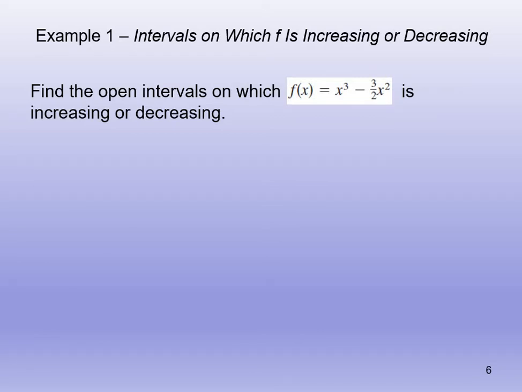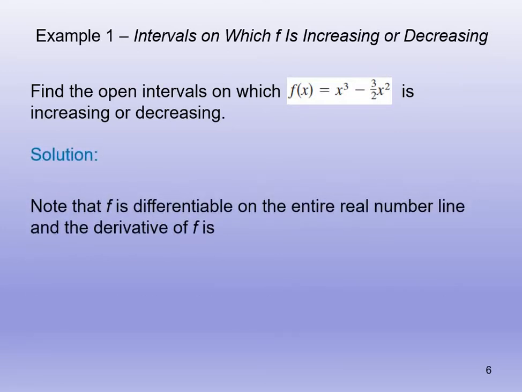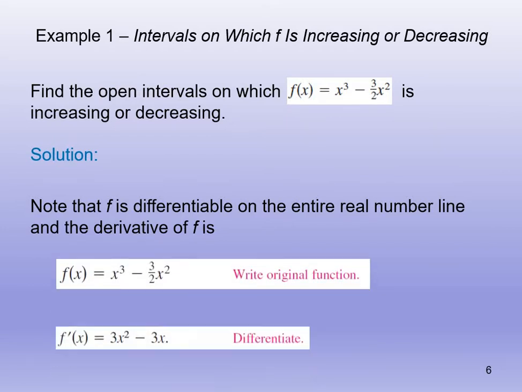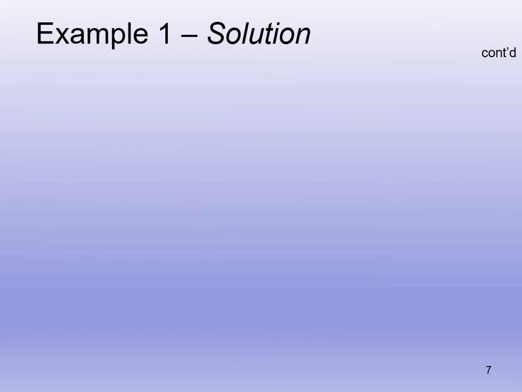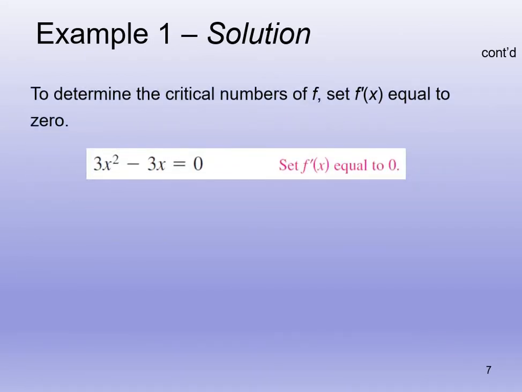So let's take a look at this function here. We want to find the open intervals on which this function, x cubed minus 3/2 x squared, is increasing or decreasing. It's important that we find those specific values, critical numbers, things like that. Our first piece is we should know this function is differentiable on the entire number line. So we're going to take the original function and write the derivative of it. The derivative, f prime of x, is 3x squared minus 3x. Once we have the derivative, we're going to set it equal to 0 and solve for x.